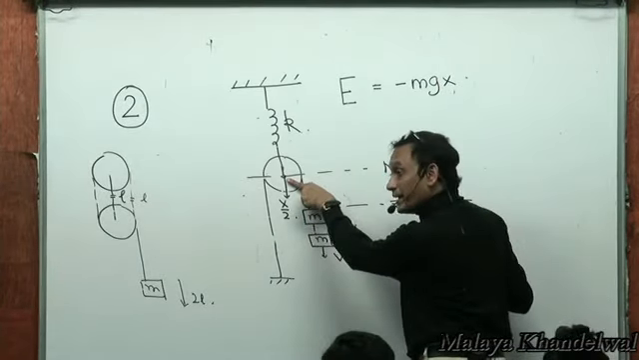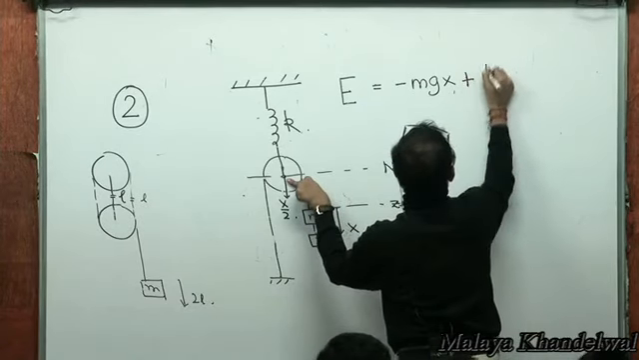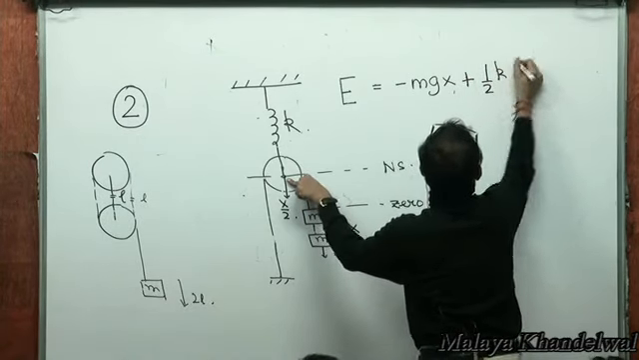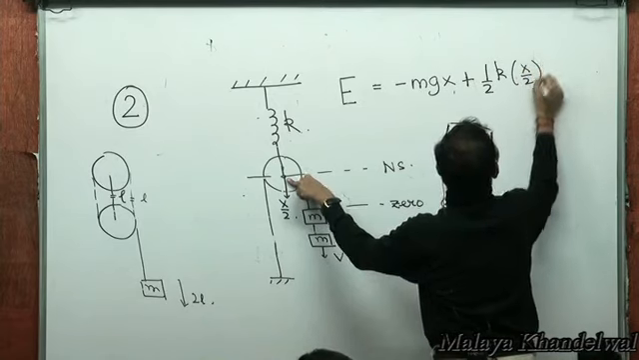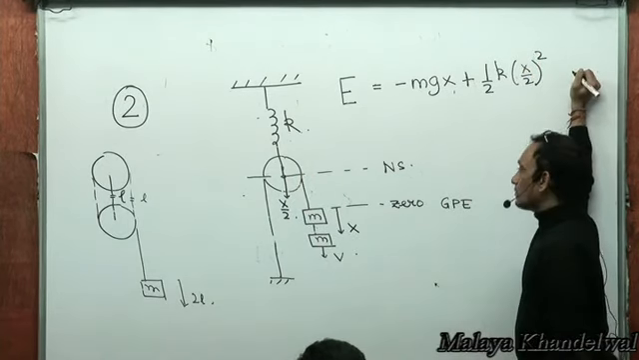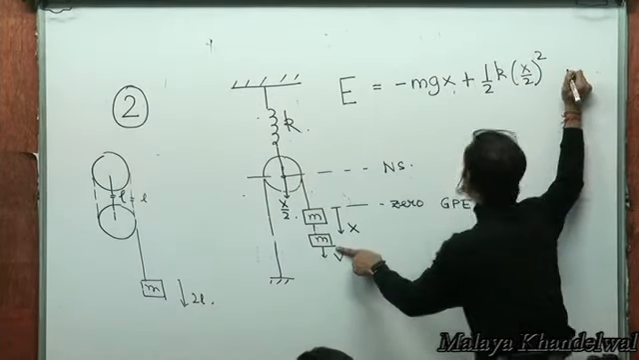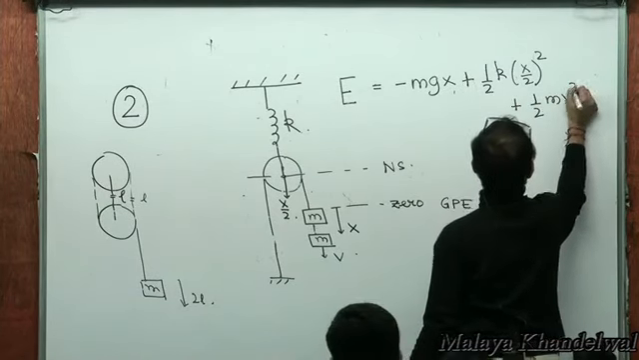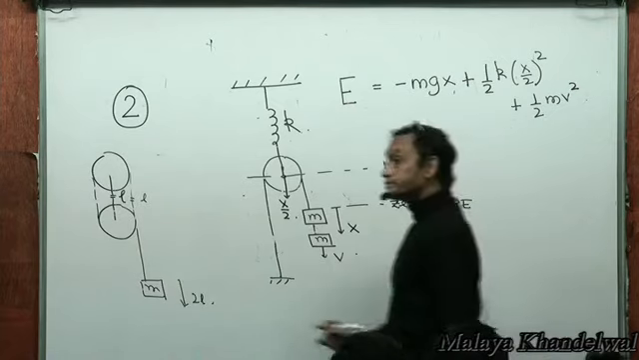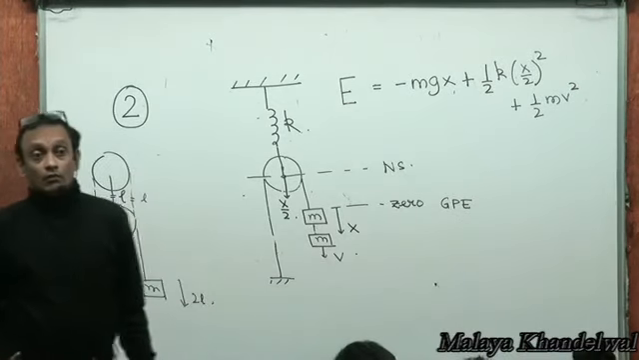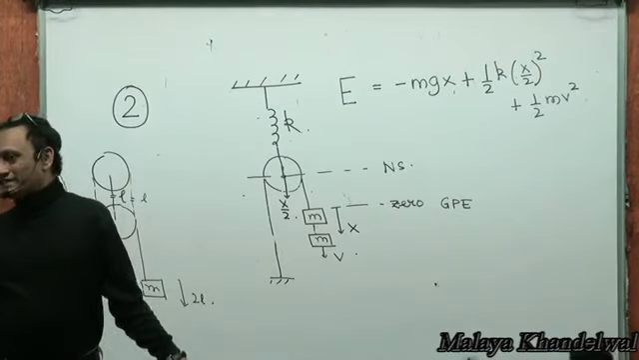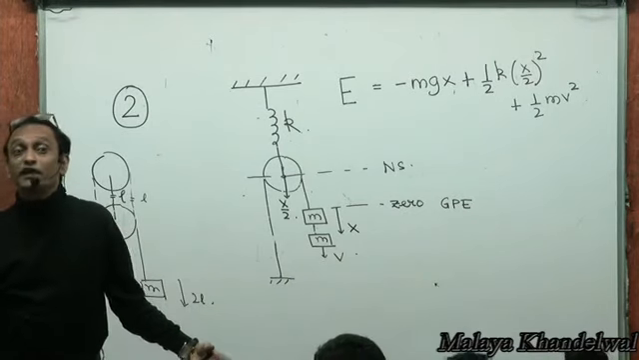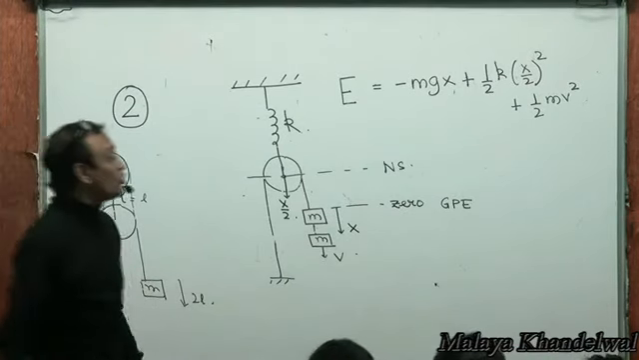Spring has got elongated by an amount x by 2. So half of k into x by 2 squared. Right? Kinetic energy, half mv squared. That's E. E must be independent of x. It must be the same for all x. And therefore, dE/dx must be 0.